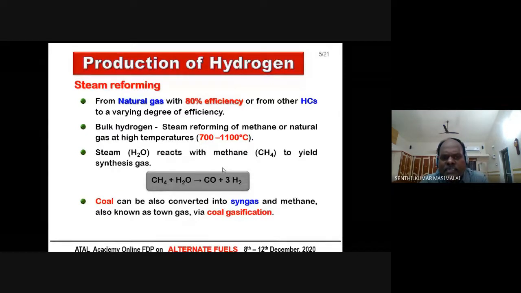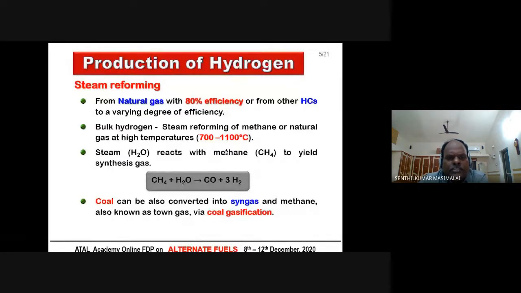On the other hand, we can react natural gas. Instead of going for gasification, we can directly react natural gas with water. This is called steam reforming at very high temperature. Reacting water with CH4 will result in hydrogen. So this is one of the reactions.